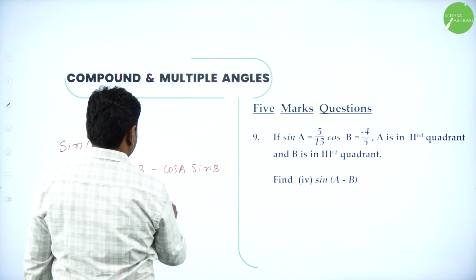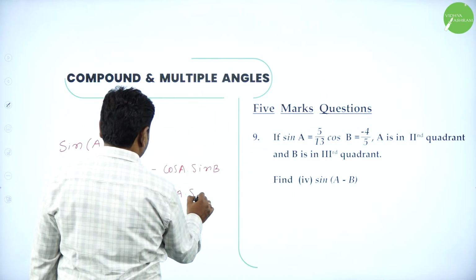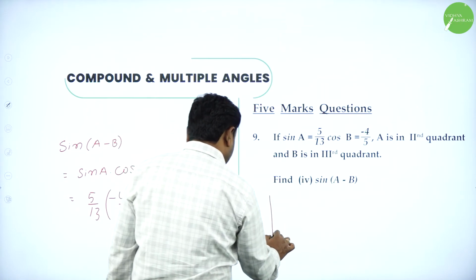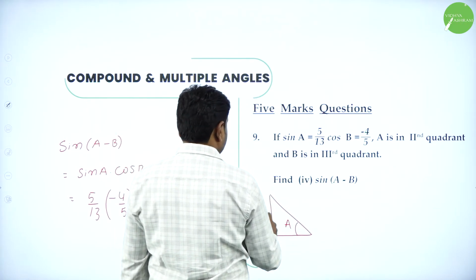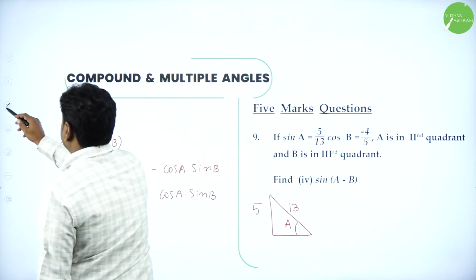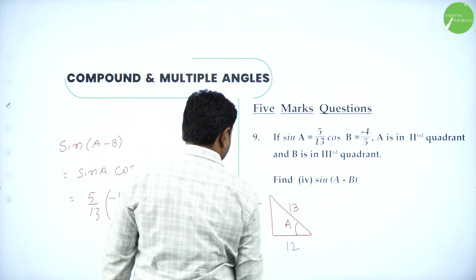Then we want cos A. Cos A we don't know, sin B we don't know. Cos A and sin B. So in order to do that, first we'll construct a triangle. I'll take a right angle triangle with angle A, and sin means what? 5 by 13. The missing number is what? The adjacent side. Adjacent side is what? 12. Pythagorean triplet, I told you.